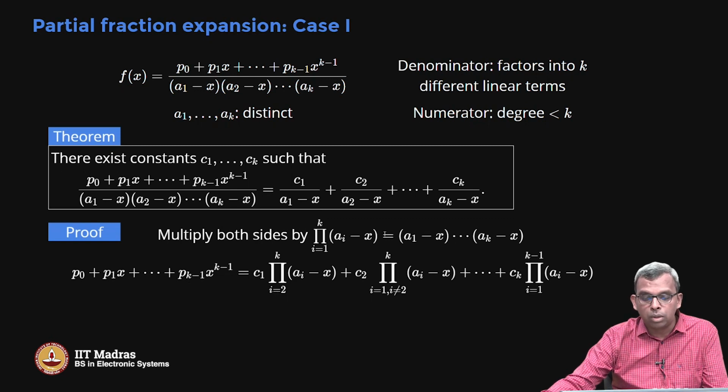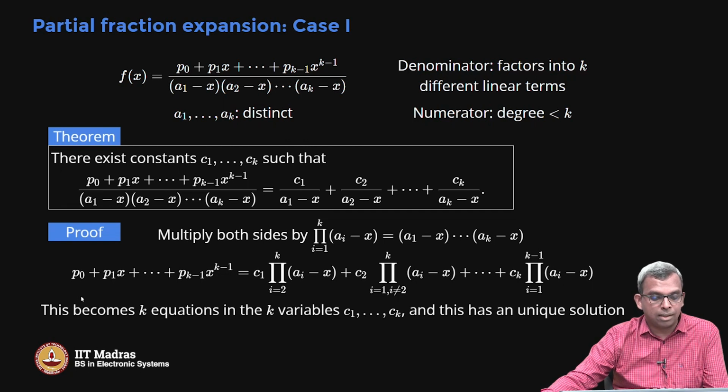And in C2, you will have all these terms except a2 minus x, because a2 minus x would have gotten cancelled. So i equals 1 to k, i not equal to 2. The last term will just have Ck times the product for i equals 1 to k minus 1 of ai minus x. The kth term will not be there. So anytime you have a Cj, that jth term, aj minus x, is not there, everything else is there. I hope you see this simple relationship.